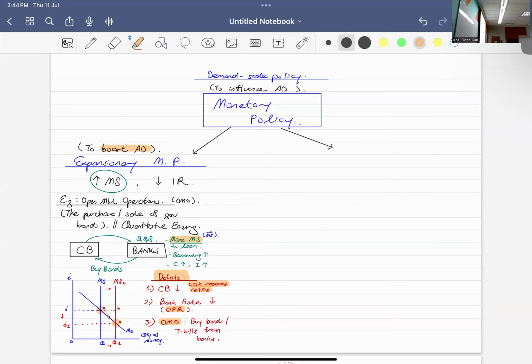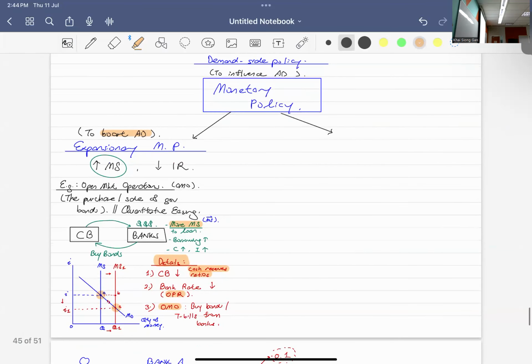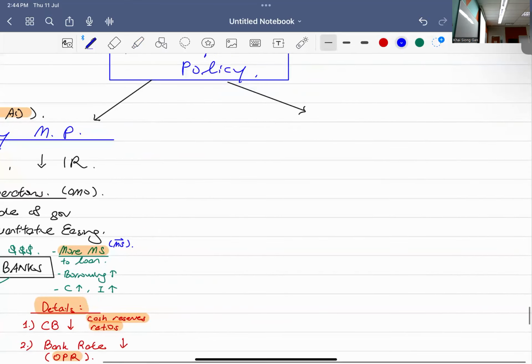So we are done with the first part already. Now we can move on to the next part. If you can understand expansionary, then you can understand contractionary already. So now we look into contractionary monetary policy.